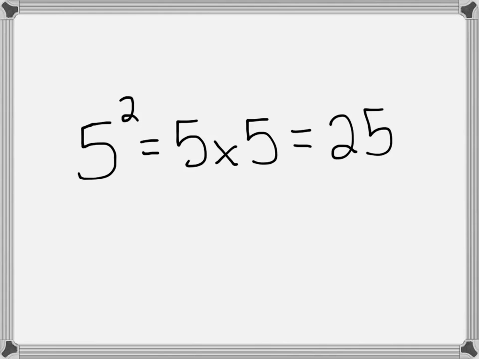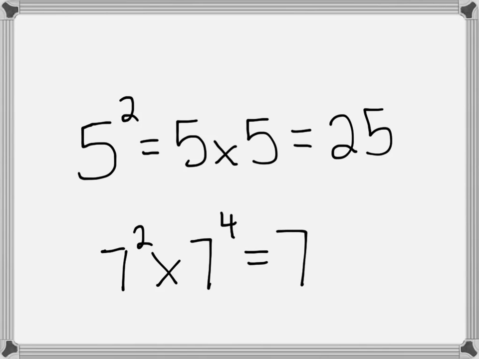A couple other things we learned too is how to write answers in exponential form when you have the same base number. So if you have 7 to the power of 2 and you multiply that by 7 to the power of 4, all you simply do is add the exponents. So in this case the answer in exponential form would be 7 to the power of 6.